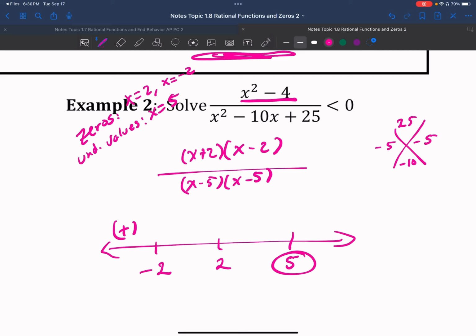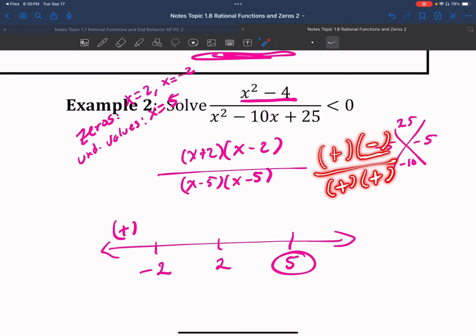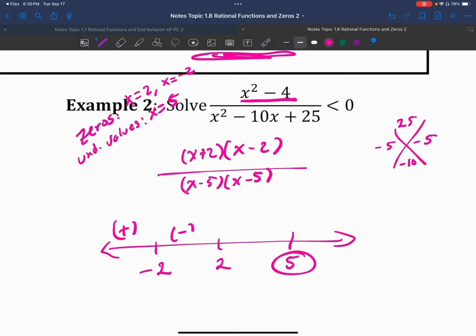Next, I'm going to pick a number between -2 and +2, like 0. 0 plus 2 will give me a positive. 0 minus 2 will give me a negative. 0 minus 5 will give me a negative. And then 0 minus 5 will give me a negative again. Again, when I look at the denominator, they're both negative, so I can make them positive. And then I have a negative left on the top. So my whole interval for that one is negative.